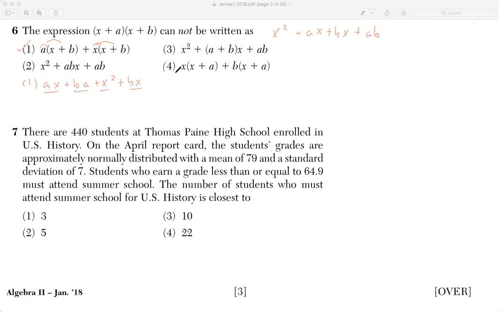Let's look at 3. Let's FOIL this out or distribute this. This gives us x squared plus ax plus bx plus ab. That's the same thing. So 3 is the same thing. Let's look at 4. This is x squared plus ax plus bx plus ab. 4 is the same, which means this must be wrong. And we'll see, look, x squared, okay, that matches up. AB matches up, but there's no way that you can get an ABX in this thing. The answer cannot be written as, the answer is answer choice 2.